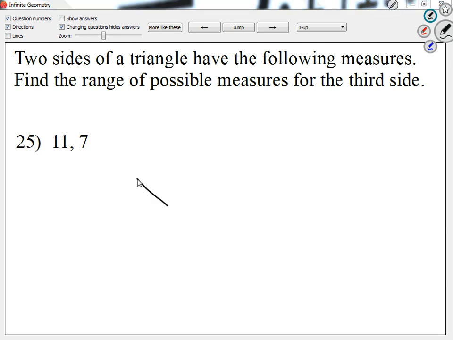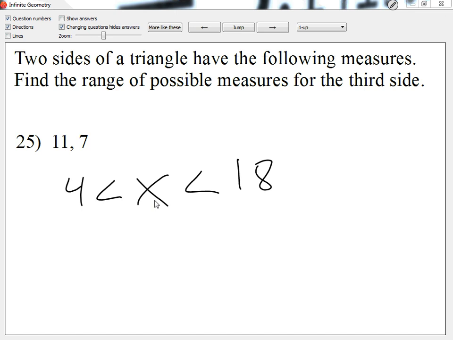Remember, for my range, I'm going to put my x in between two numbers. What's my small value? 4. So we subtracted the two numbers, 11 minus 7 is 4. What's my big value here? 18. So remember, for the small value, we subtracted 11 and 7. For the big value, we added 11 and 7. So x is in between 4 and 18. Any number between 4 and 18 will do it. If it says find the range, that's what I'm looking for.